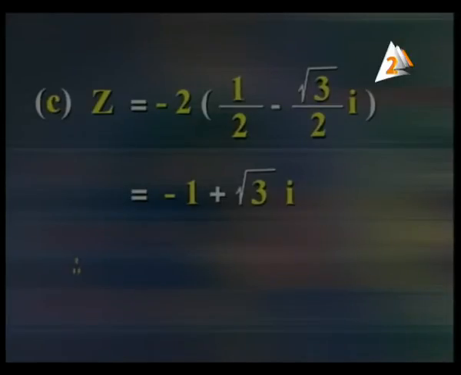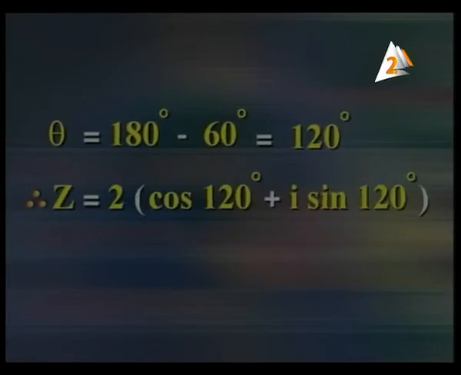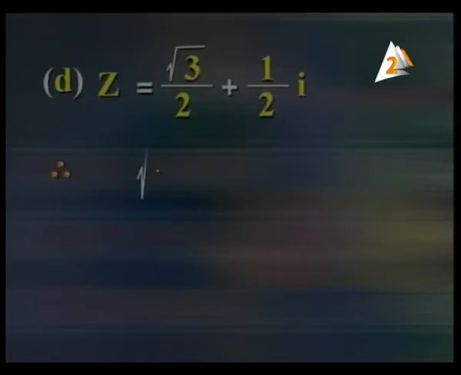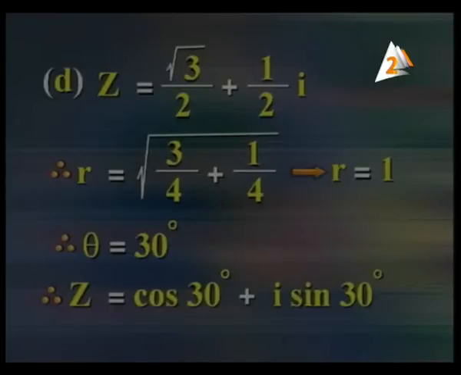What is r? Excellent, student. r is square root of negative 1 power 2 plus root 3 all power 2, equals root 4 equals 2. Therefore, theta equals 180 minus 60 equals 120. We can put Z equals 2 multiply cosine 120 plus i sine 120. Number D: Z equals root 3 over 2 plus 1 over 2 i. What is r? Dear student, root 3 over 2 power 2 equals 3 over 4, plus half power 2 equals quarter. The answer is 1. In this case, theta equals 30 degrees. Therefore, Z equals cosine 30 plus i sine 30.